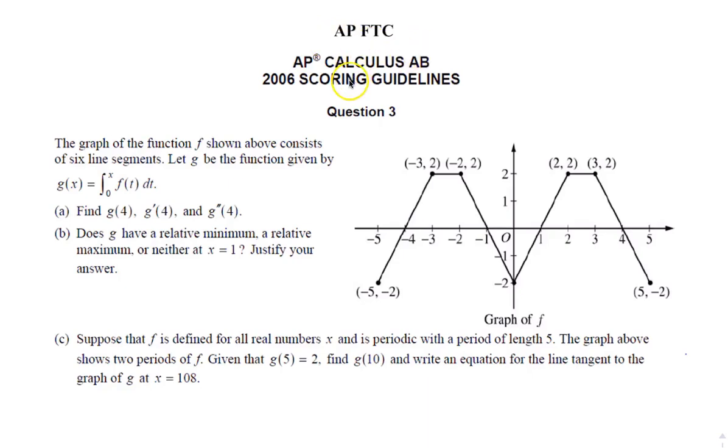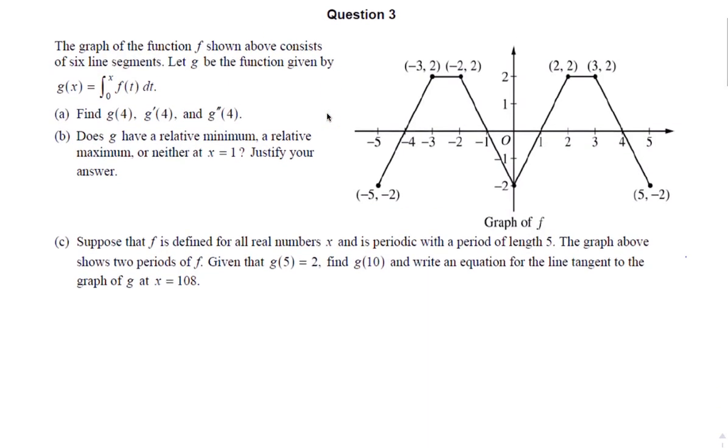AP FTC. So in this video, we're just going to go over some AP questions. So let's start with question 3. The graph of the function f shown above consists of 6 line segments. Let g be the function given by g of x equals the integral from 0 to x of f of t dt.